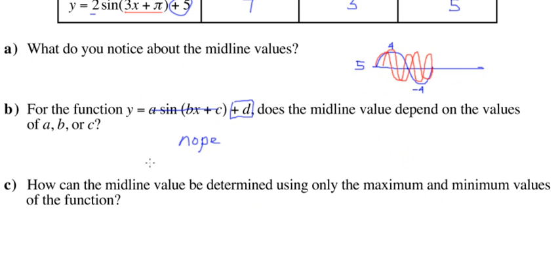And can you find the midline using only the maximum and minimum? Sure you can. We've been doing it for a while. Your midline is your maximum value plus your minimum value divided by 2. In other words, it's the average of your max and min.